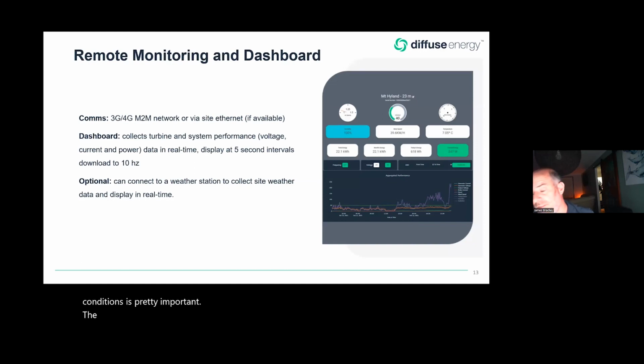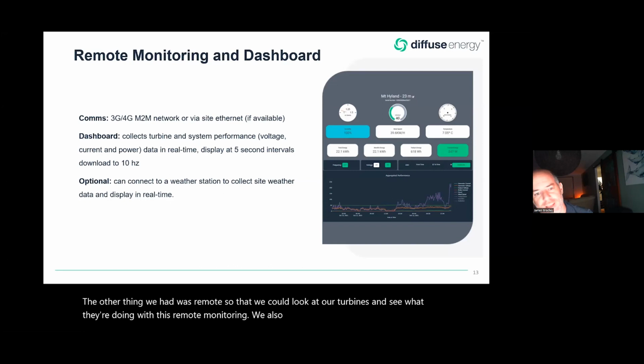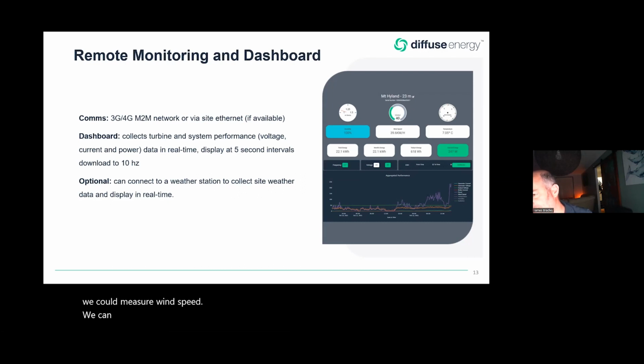The other thing we had was remote monitoring, so that we could look at our turbines and see what they're doing. We also plugged Luft anemometers into these so we could measure wind speed. We can log these up to 20 hertz. Don't do that very often. It's usually only when something exciting is happening. The dashboard will display information at about 2-second intervals, but we can download the data at full speed. And that's allowed us to see what's going on in edge cases to help us refine our control algorithm.